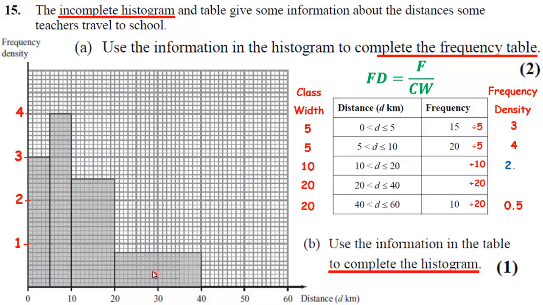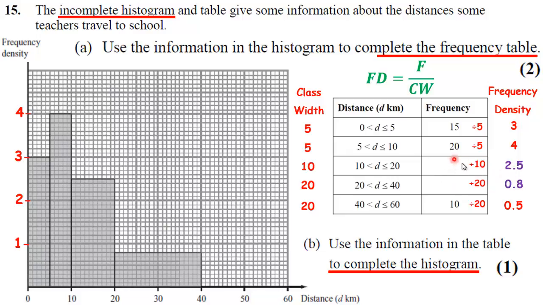The next group, 10 to 20, has a frequency density of 2.5, and I've written that in here. For the next group down here, be careful reading the scale. It goes up to 1, and every tiny square stands for 0.1. So up to here, it's going to be 0.8, and I've just written that in here.